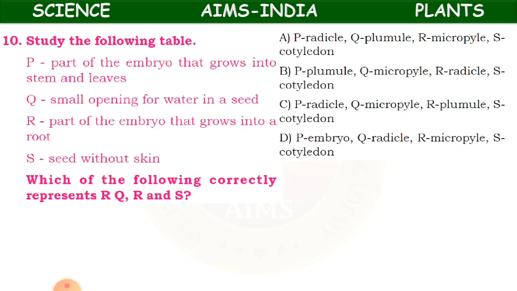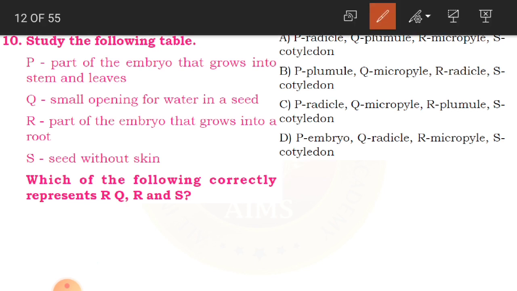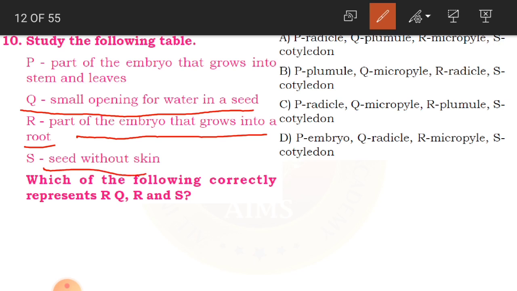Okay, we'll move on to the 10th question here. Study the following table. P represents the part of the embryo that grows into stem and leaves. Q is a small opening for water in a seed. Okay, see here, small opening for water in a seed. And R is the part of the embryo that grows into a root. And S is seed without skin.